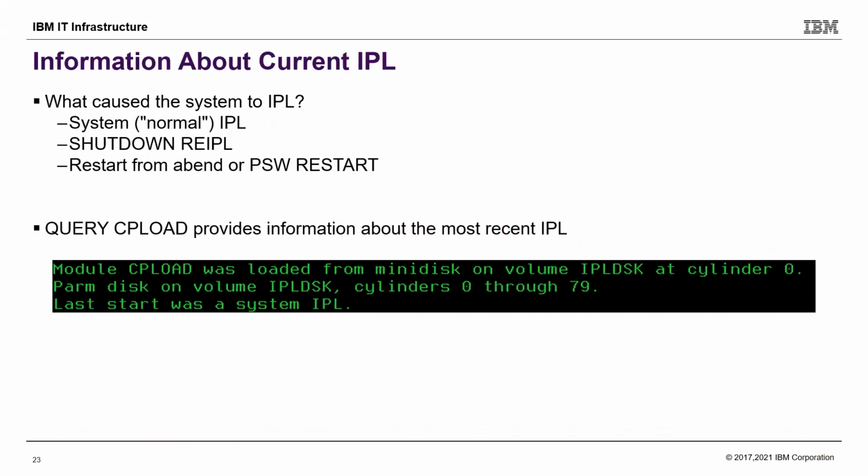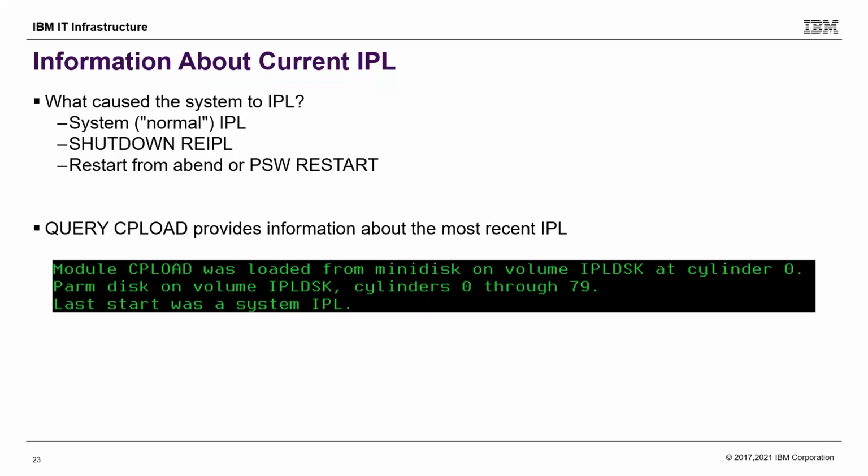You may not need to know everything every time you IPL, but if there's an issue or you call for support, this is good information for you and or the person looking at your problem to know. So what caused this instance of the IPL? Was it a normal IPL? Did I IPL the device address? Was it a shutdown re-IPL? Did the system do a restart? And was that caused by an append? So those are all good things to know.